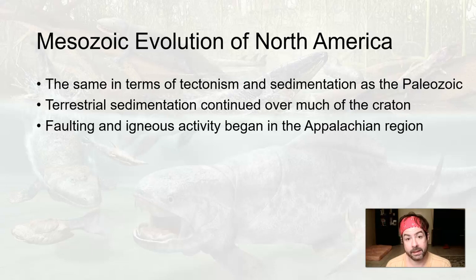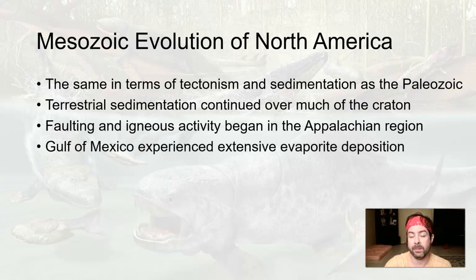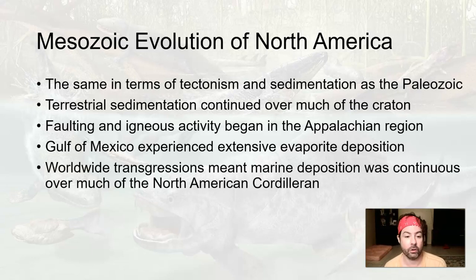On the East Coast in the Appalachian region, igneous activity and faulting began to occur as Pangea was breaking up. Down in the Gulf of Mexico, that was forming, and then extensive evaporite depositions were occurring. Worldwide, there were still transgressions and regressions occurring, but a lot of that occurrence in North America really more so hit out in the west in the Cordilleran.